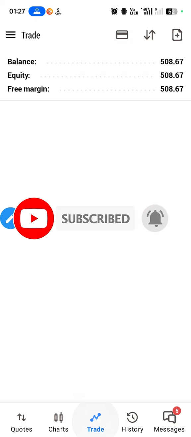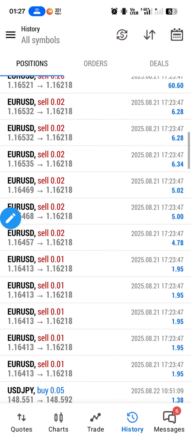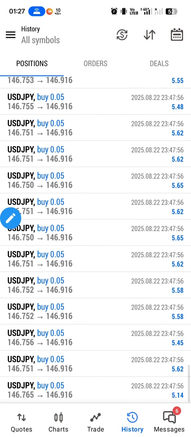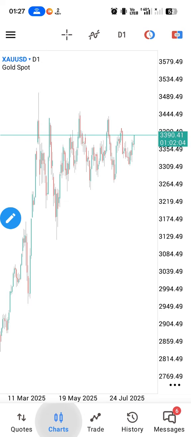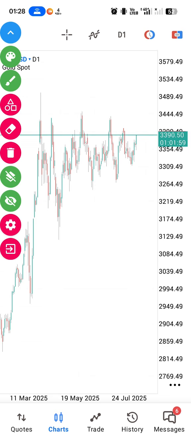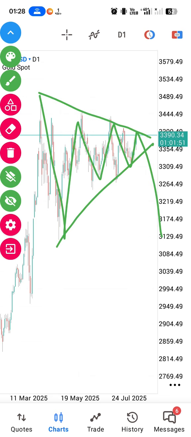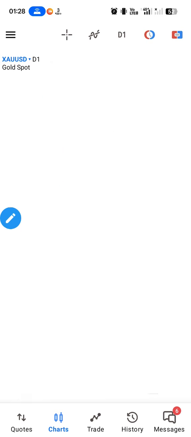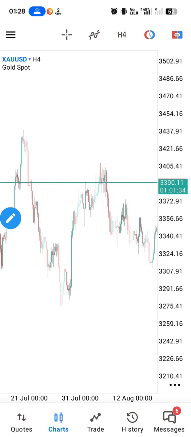So there is our 500 USD on our balance, and I didn't manage to record myself growing the account from 30 USD to like 700 and back to 1,300, so apologies for that. Now on the charts, you can see there's a triangle right there, and price might explode up or plummet down. So let's see where it will go.